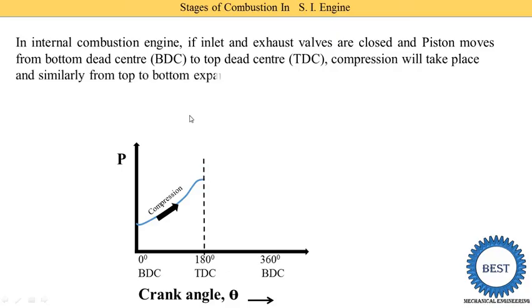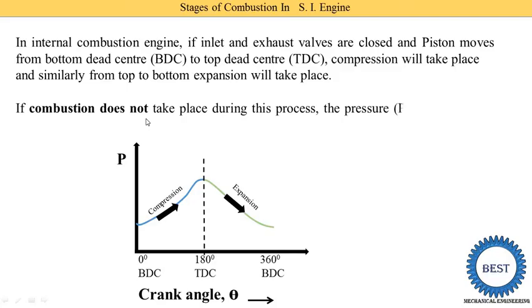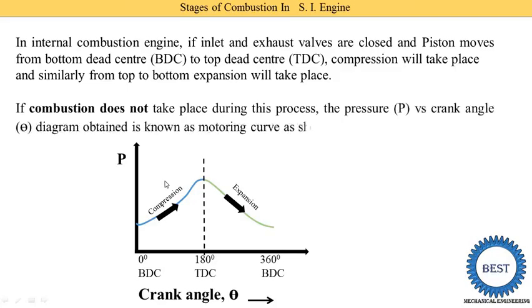After compression, the piston starts to move from top dead center to bottom dead center, and at that time the expansion takes place. During the expansion, the pressure is reduced with an increase in the crank angle. If we assume that combustion does not take place inside the engine, the pressure P versus crank angle theta diagram obtained is known as the motoring curve, as shown in the figure. This curve is the motoring curve that you see in this image.